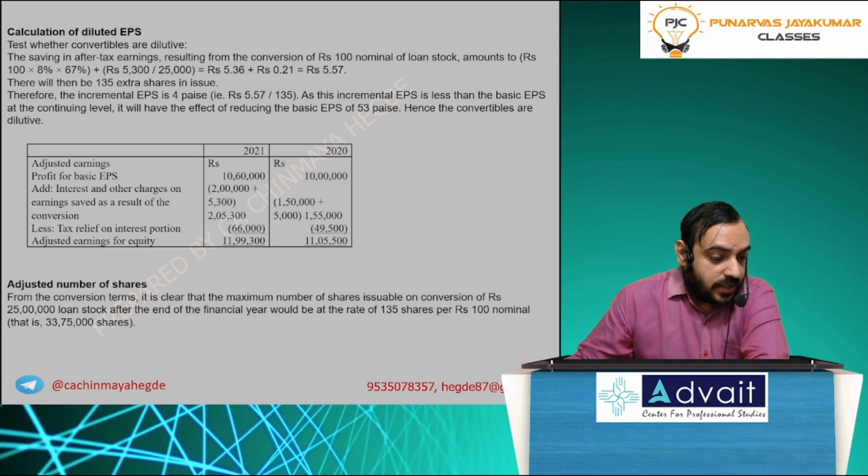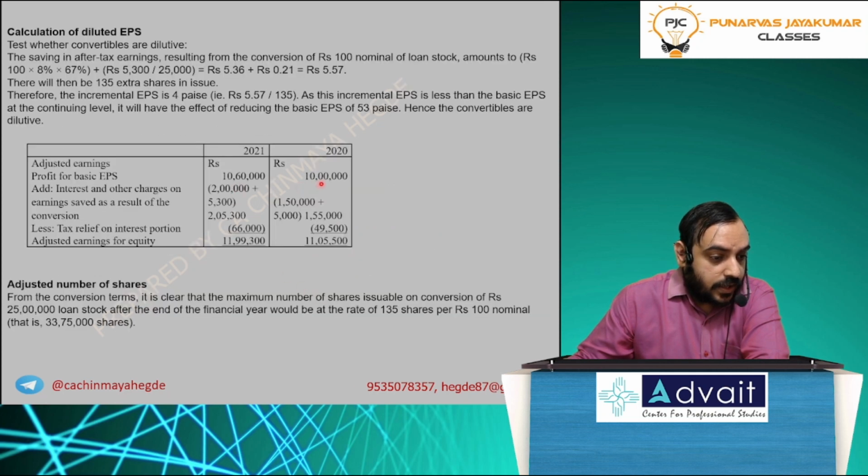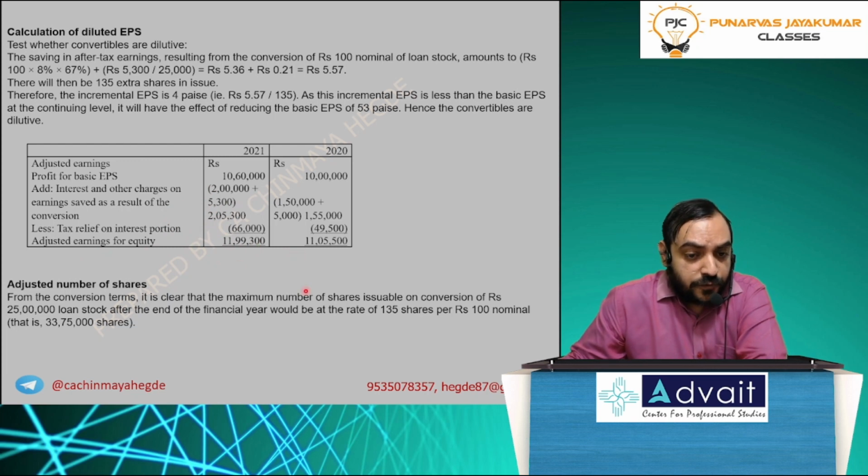This is profit given 10 lakh 60,000 and 10 lakh profit after tax, right? And we add back interest of 2 lakh. And here we add back only 1 lakh 50,000. Here we add back 5,300. Here we add back 5,000. Tax relief 30% on 2 lakh, 33% on 2 lakh, 33% on 1 lakh 50,000. Adjusted earnings for equity, and divide by the number of shares.